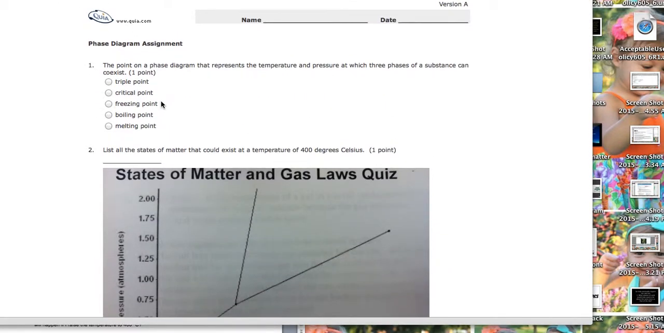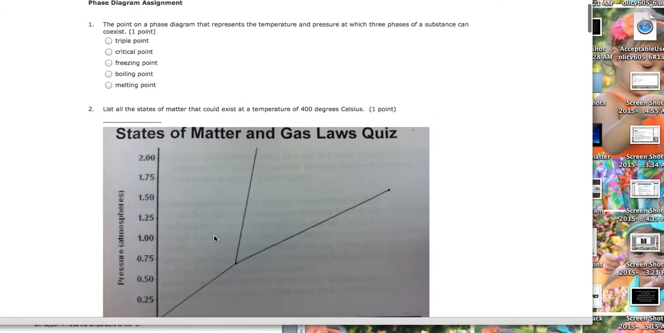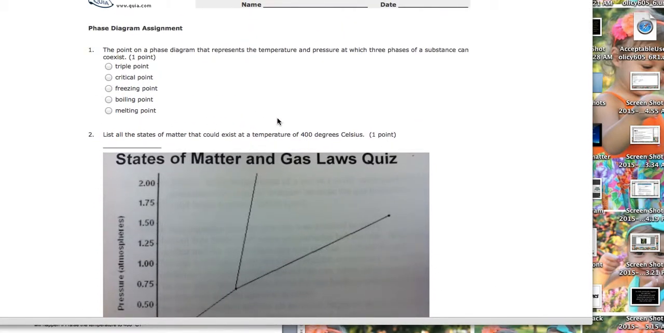Question number 1 says, the point on a phase diagram that represents the temperature and pressure at which 3 phases of a substance can coexist. If we're looking at a phase diagram, it would be right here. It is where you see all 3 coming together. We want to know what we would consider that point, that temperature and that pressure, where all 3 states of matter can be seen. You did this in the dry ice lab, where we saw all 3 of them, solid, liquid, and gas, at the exact same time. Is this the triple point, critical point, freezing point, boiling point, or melting point?